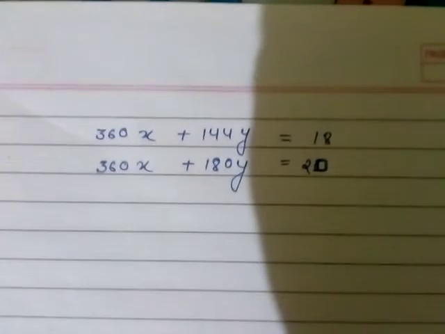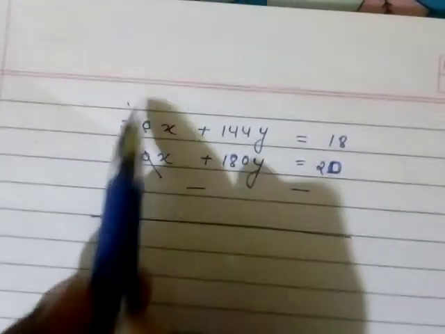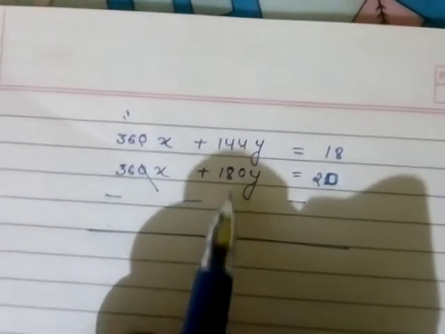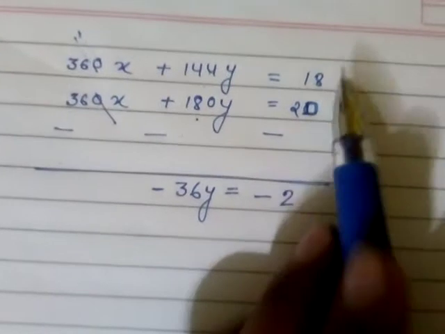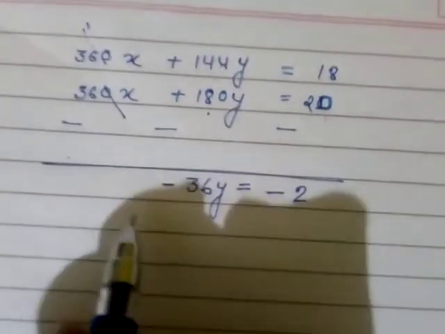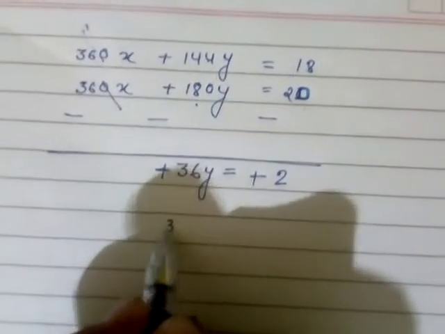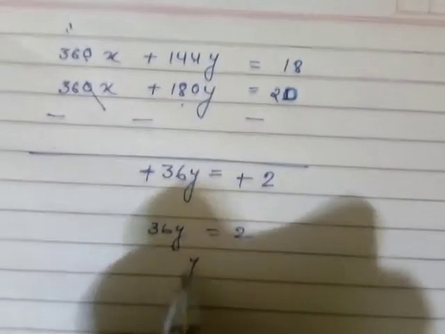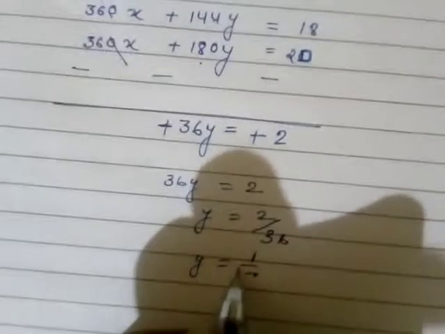Now we are subtracting equation second from equation 1, and we change the signs. 360 cancels with 360, and 144 minus 180 is minus 36, and 18 minus 20 is minus 2. The minus sign cancels from both sides, so 36y equal to 2 and y equal to 2 upon 36. So y equal to 2 upon 36 equal to 1 upon 18.